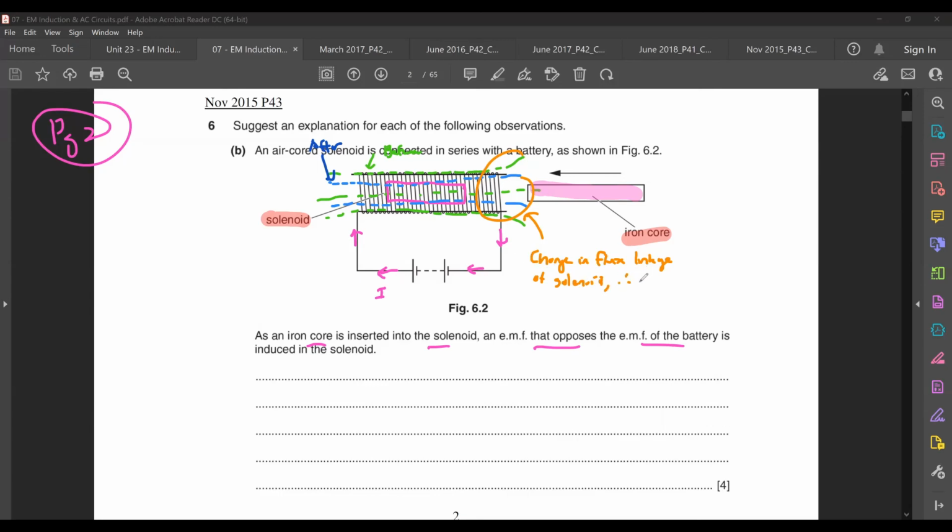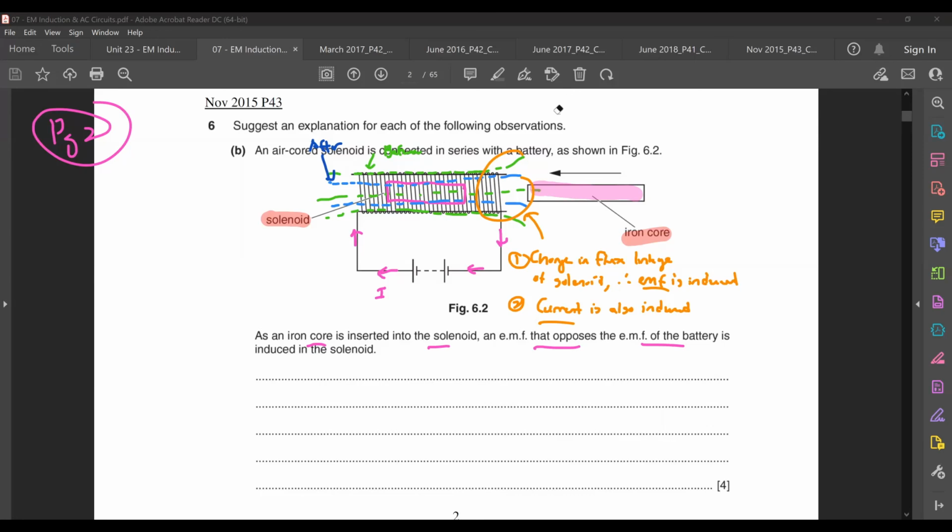You will say that therefore EMF is induced. Okay, so EMF is induced, current is also induced, because that time I mentioned to you EMF and current are interchangeable. They are closely related to each other. When you have EMF, you have current. So I know that now I have change in flux linkage, I have EMF induced, I also have current induced.